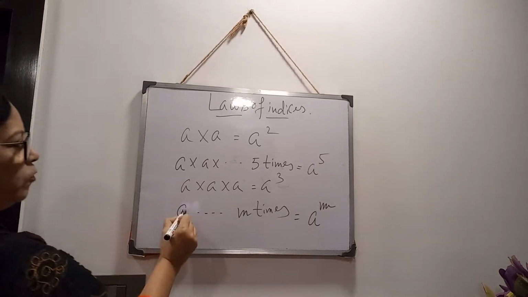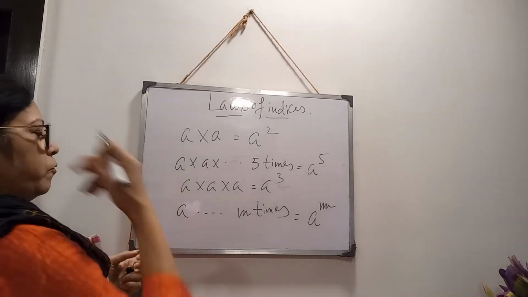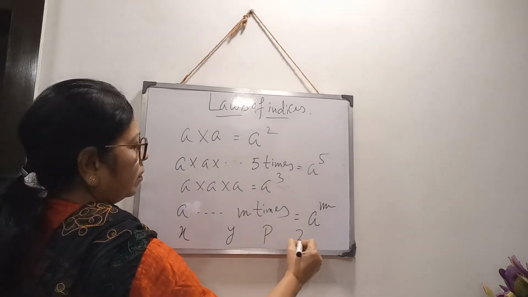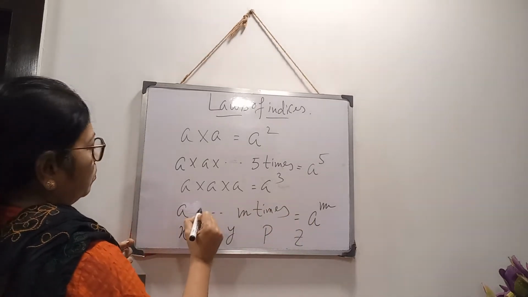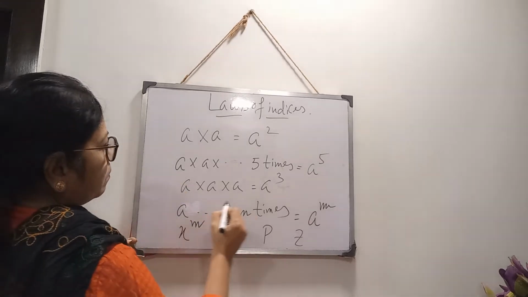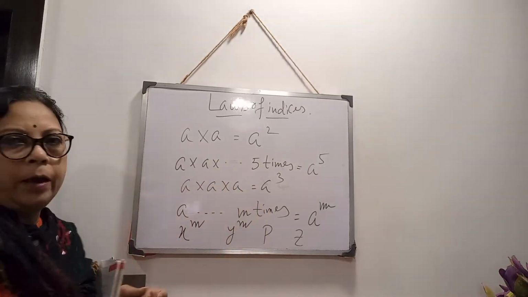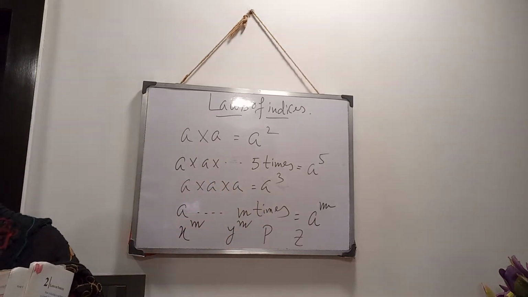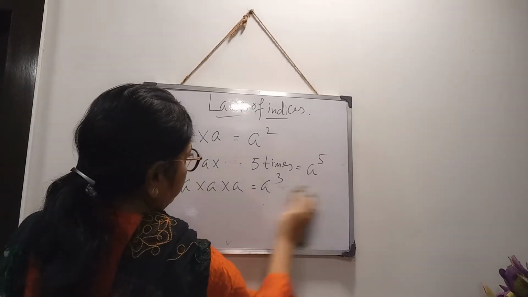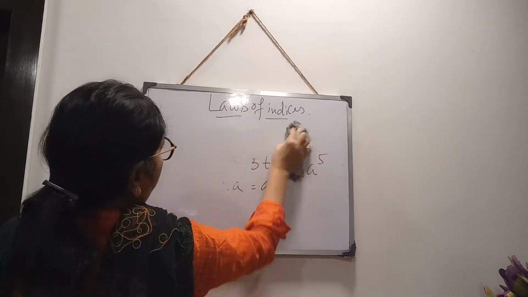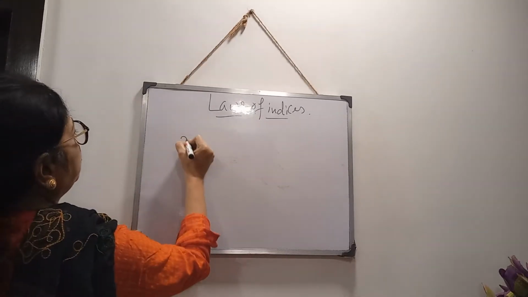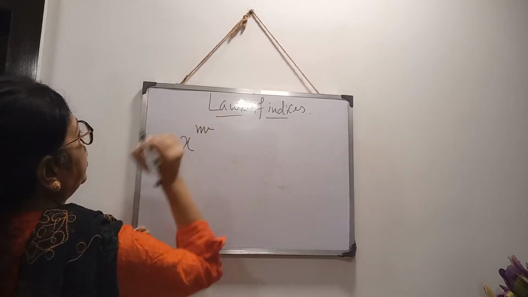Here A is any variable. In place of A there may be x, there may be y, maybe p, maybe z, etc. Then if x is multiplied m times, what do I write? X to the power m. Y is multiplied m times, y to the power m. Like this. Clear? So here one particular name is there. What is that? X to the power m or a to the power m. I am writing x to the power m.